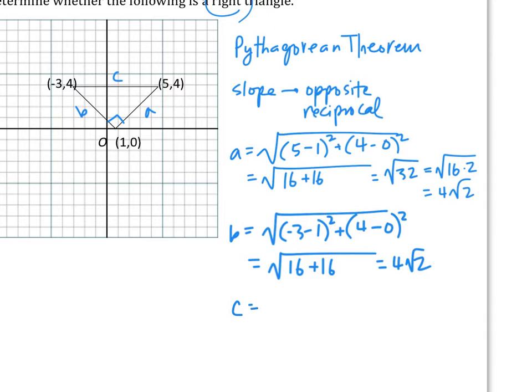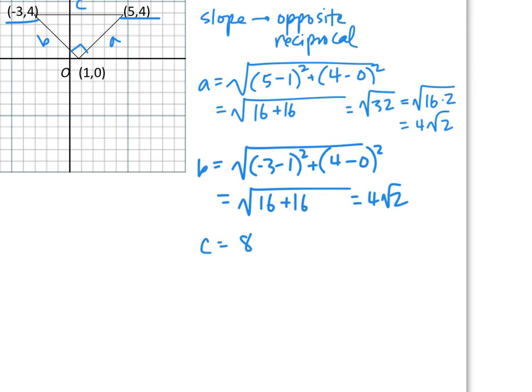C is easy because if you look at the coordinates, the y's are both at 4, which means this is a horizontal line. And so what we need to do is just find the number of units between negative 3 to 5, which is 8. So C is 8. Then what we can do now is figure out if this actually follows a squared plus b squared equals c squared.